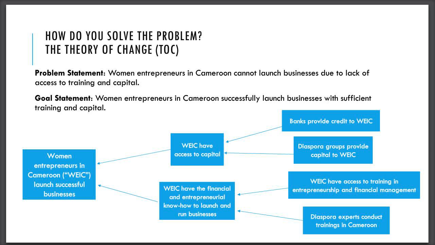And so to achieve that strategic objective, there's two other ways that you could get to that objective. And I believe on the screen here we have access to training in entrepreneurship and financial management, and that could be through different, even online webinars or in-person trainings. And then another method for achieving that objective could be sending diaspora experts to conduct any kind of trainings in Cameroon on entrepreneurship, on financial management, or any other business topic that would be essential for helping women entrepreneurs launch and run businesses.